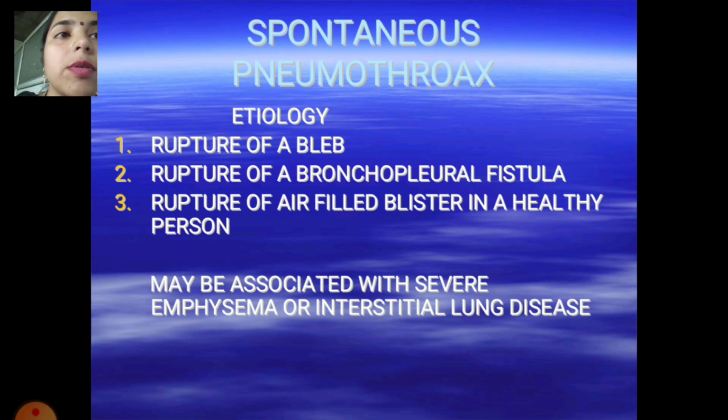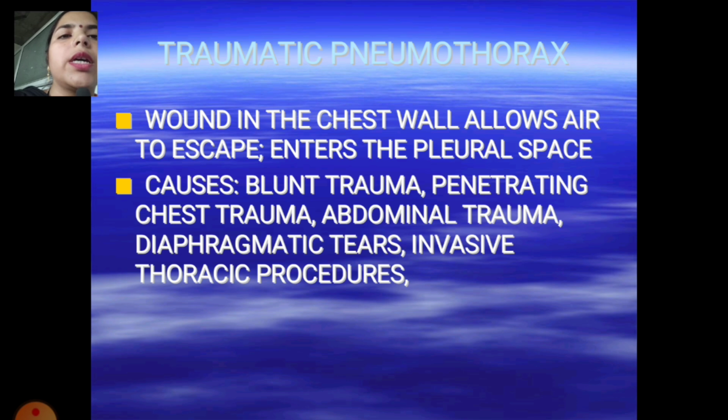In today's class, I will discuss spontaneous pneumothorax. The etiology is rupture of a bleb, or rupture of a bronchopleural fistula, or rupture of an air-filled blister in a healthy person. It may be associated with severe emphysema or interstitial lung disease. Traumatic pneumothorax: the pneumothorax is caused by a wound in the chest wall that allows air to escape and enter the pleural space. Causes include blunt trauma, penetrating chest trauma, abdominal trauma, diaphragmatic tears, and invasive thoracic procedures.